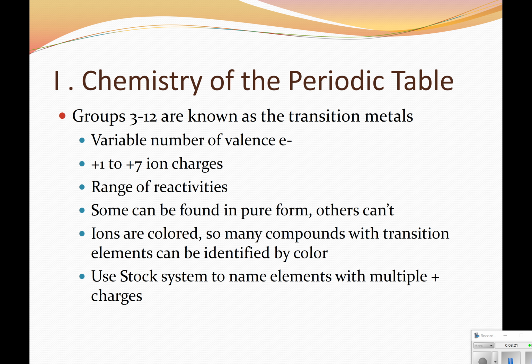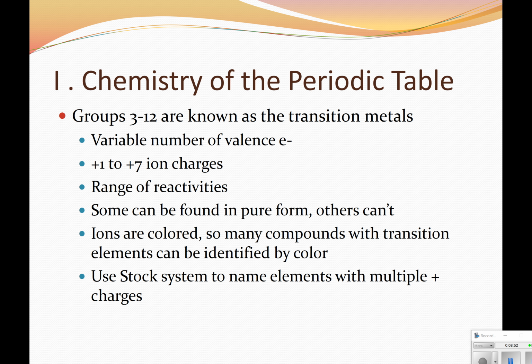Looking at each of those elements, they have a variable number of valence electrons. It's not specific necessarily to the group that they're in. So as far as the group number correlating to the number of valence electrons, it's really applicable for groups 1, 2, and 13 through 18. And we'll get more into that in a minute. But the elements in the transition block can have ion charges ranging from +1 to +7. It's really going to depend on what that particular element is going to be bonding with.